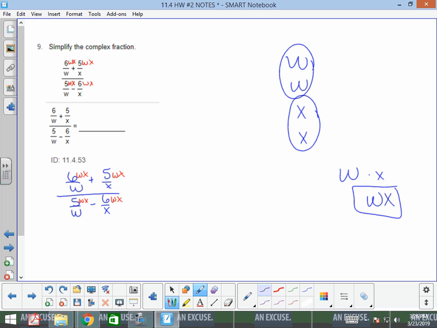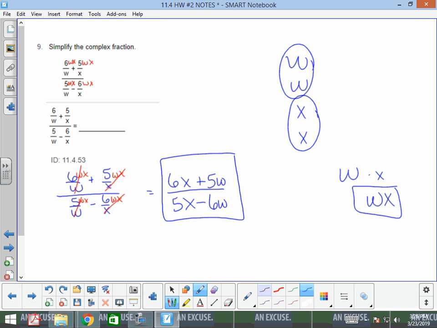Okay, so here the w cancels. So I have 6 times x. Plus, here the x cancels. So I have 5w. In the denominator, the w cancels for the first term. So I have 5x minus, and then my last one, the x's cancel, so I have 6w. Now, neither one of these, numerator or denominator, factor. That is my answer. All right, so that is adding and subtracting fractions with unlike denominators.